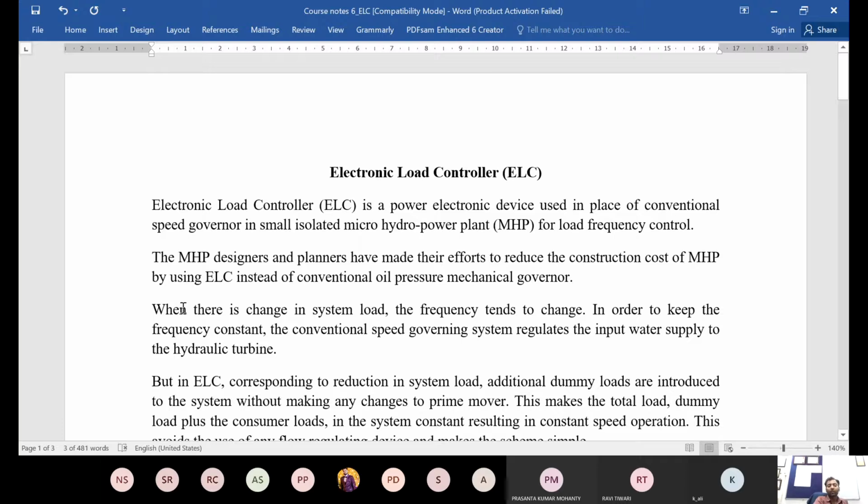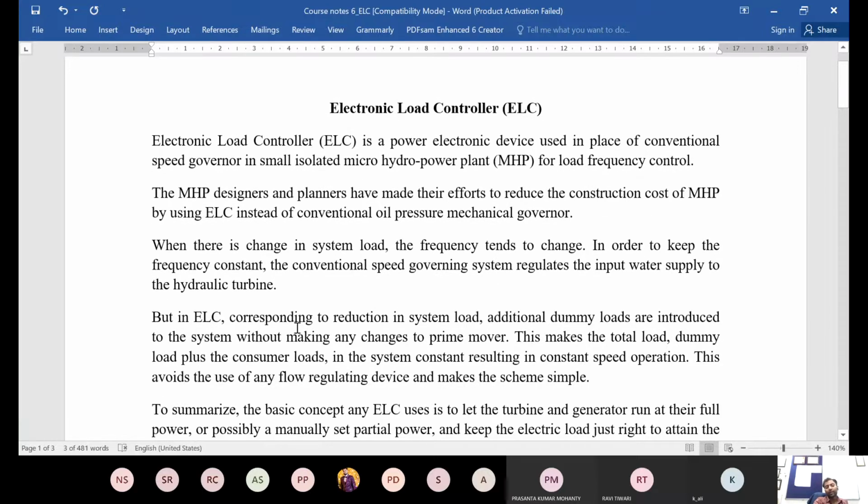As it says here, when there is a change in the system load, the frequency tends to change. In order to keep the frequency constant, the conventional speed governing system regulates the input water supply to the hydraulic turbine. That is how the governor works. But in ELC, corresponding to a reduction in system load, additional dummy loads are introduced to the system without making any changes to the prime mover. This makes the total load, which is dummy load plus the consumer loads in the system, constant, resulting in constant speed operation. This avoids the use of any flow regulating device and makes the scheme simple.